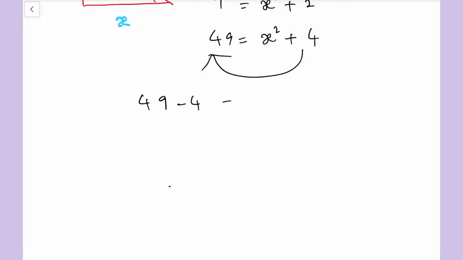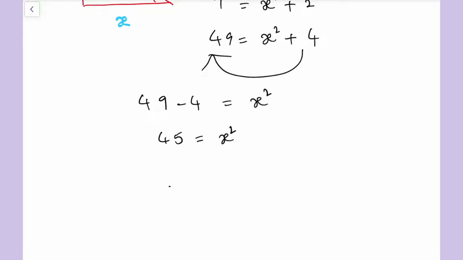49 minus 4 is equal to x square, then 45 equals x square. Normally whenever we get an x square, we check whether it is a perfect square or not. Here 45 is not a perfect square, because before 45 we have 6, which gives 36, a perfect square, and after 45 we have 7, which gives 49, a perfect square. So in between 36 and 49, whatever numbers come are not perfect squares at all. So here 45 is not a perfect square.